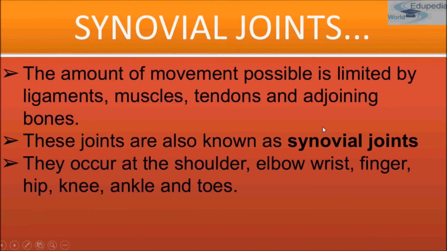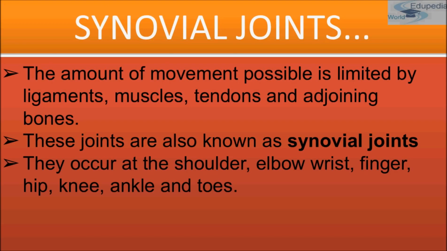Now comes synovial joints. They are characterized by the presence of a fluid filled synovial cavity between the articulating surfaces of two bones. That means a junction where two bones meet is known as the articulating surface of two bones. Such an arrangement allows considerable movement. The amount of movement possible is limited by ligaments, muscles, tendons, and adjoining bones.